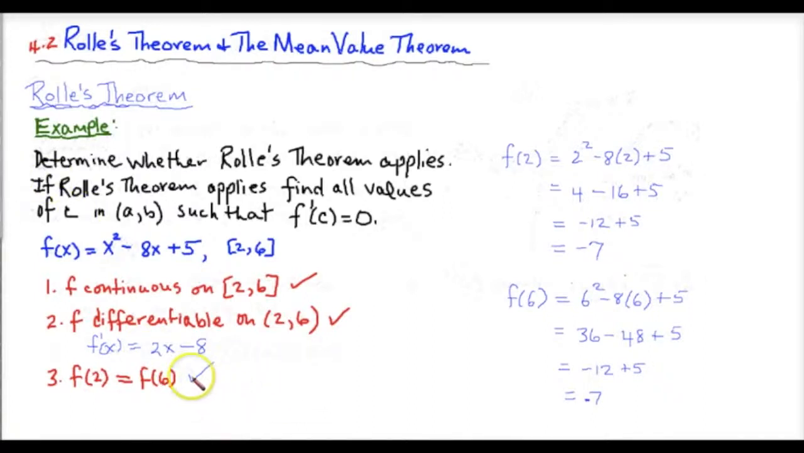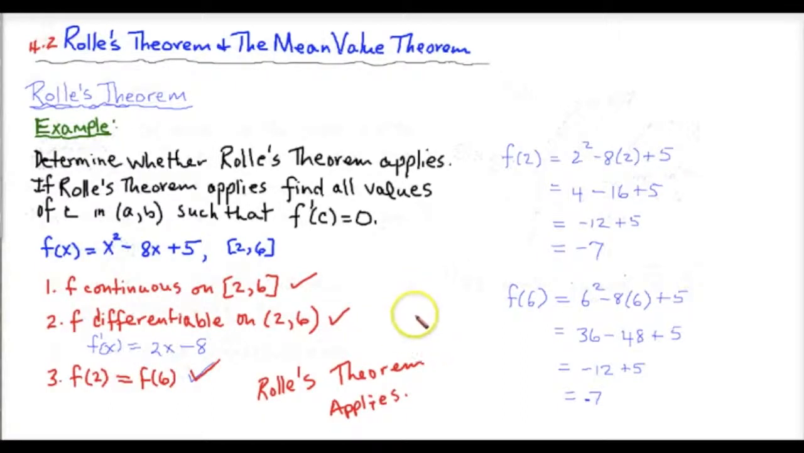So we see that all three conditions are met. We see that f of 2 is equal to f of 6. We see the function is continuous. We see that the function is differentiable on the open interval from 2 to 6. Okay? So we know that Rolle's theorem applies. Now that we know that Rolle's theorem applies, we know that there has to be at least one value C within the open interval from 2 to 6 such that f prime of C is equal to 0.